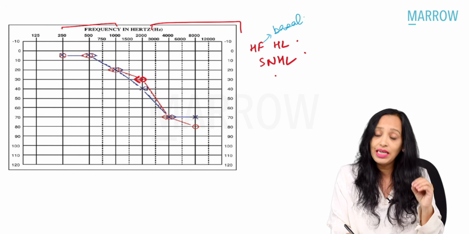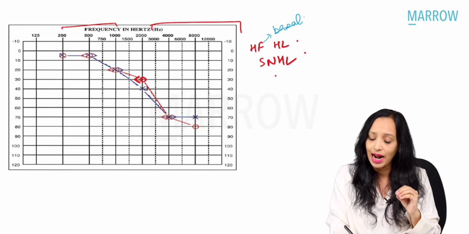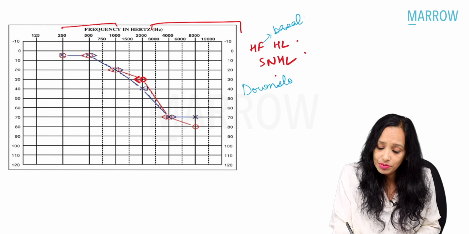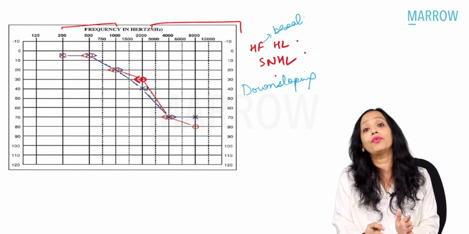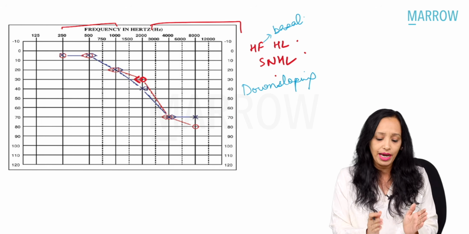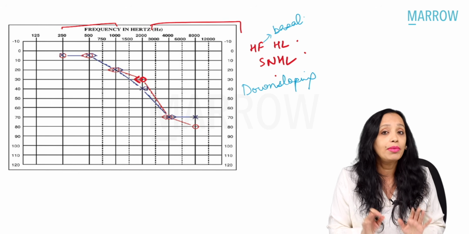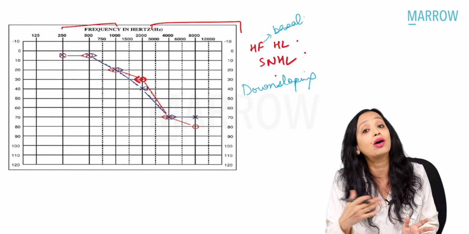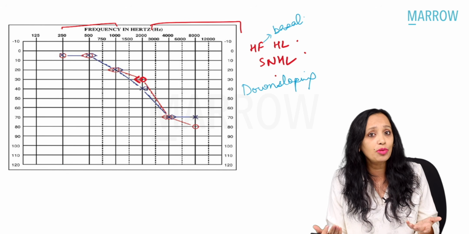Yes, so whenever we see a high frequency hearing loss, that is known as a downsloping. So many a times audiogram is given. When the audiogram is given, you can see and make out, yes, it is a high frequency hearing loss. Many times the audiogram is not given, it is just mentioned downsloping audiogram. So downsloping audiogram means what?